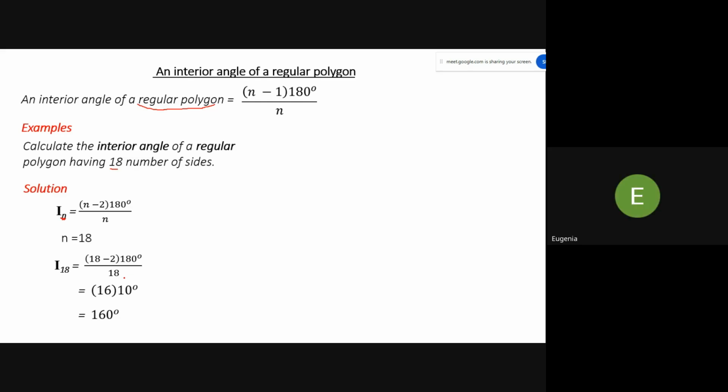You understand? Sir, please, in the formula you gave, n minus 1 in brackets times 180 all divided by n. But in solving, you did n minus 2. Which one is the correct one? In the solution, you wrote n minus 2 times 180. Thank you so much. I've corrected it. It is n minus 2. Okay, sure. Thank you, sir. You're welcome.